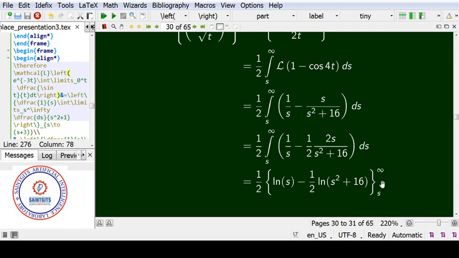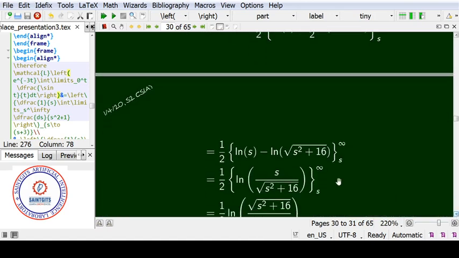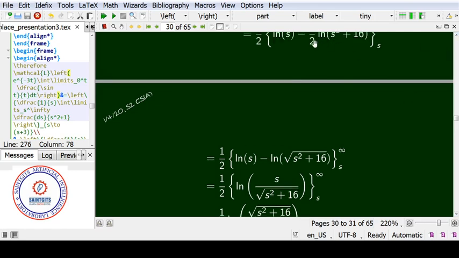Remember, before substituting the limit, we have to put it in a single log. So this 1 by 2 should come into the inside portion. So half log x is equal to ln of x raised to half, or ln of root x. Use that result. Minus is there. Then half going to the inside expression. So ln of root of s square plus 16. Now log a minus log b, so we can write it as log a by b. So logarithm of s divided by root of s square plus 16.